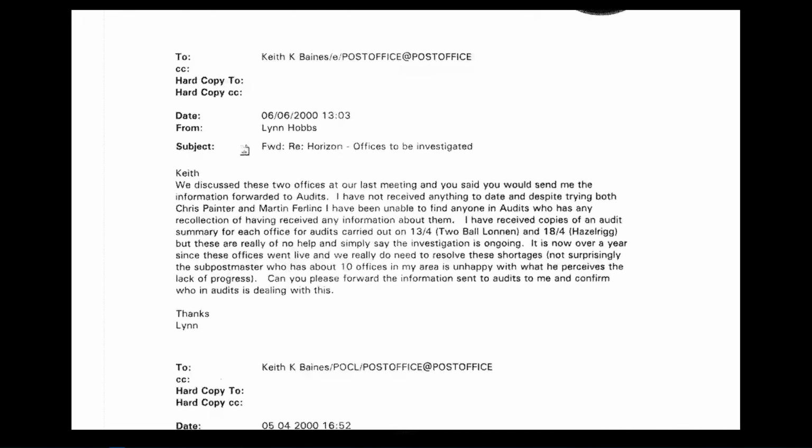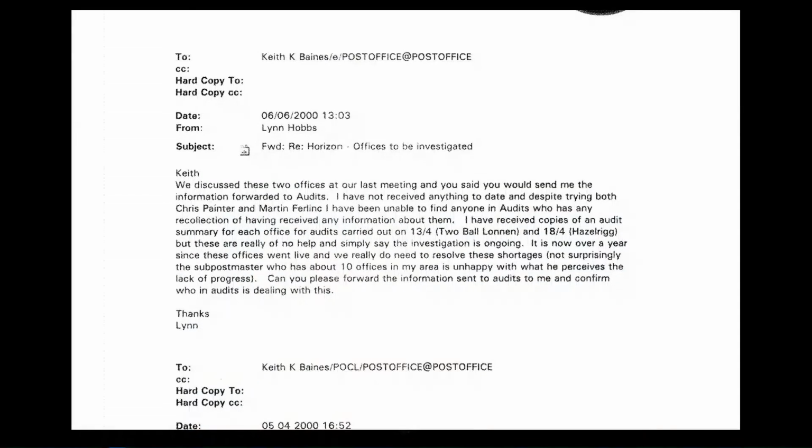Thank you. So that, in fact, is April 2000, and then it's the first email in this chain at the top of the page where we're in June 2000. So that's a couple of months later, and this is where your name is mentioned. So Lynn says, Keith, as we discussed these two offices at our last meeting, and you said you would send me the information forwarded to audits. I've not received anything to date, and despite trying both Chris Painter and Martin Ferlinc, I have been unable to find anyone in audits who has any recollection of having received information about them. Just pausing there, do you remember being chased at all about this? No.